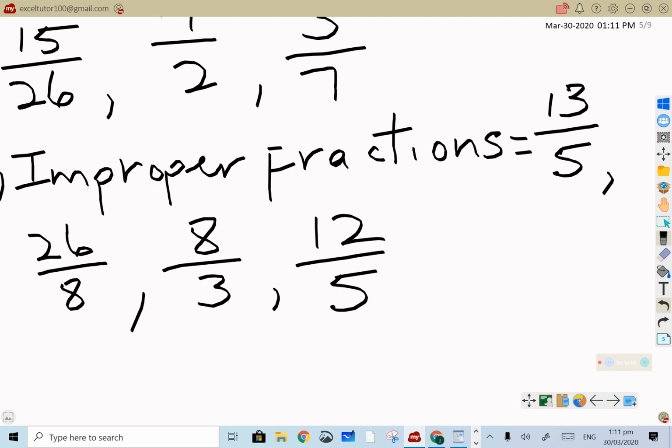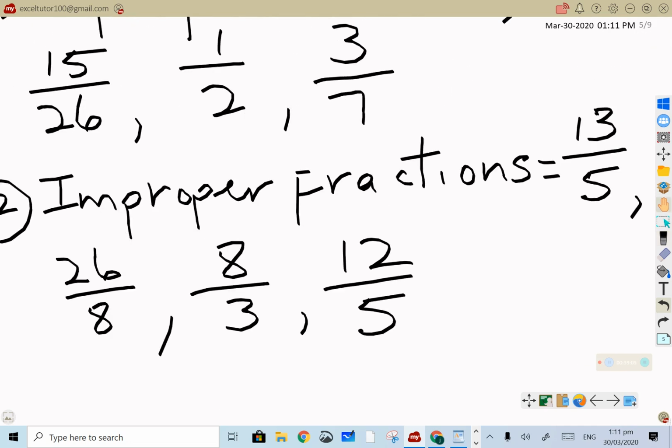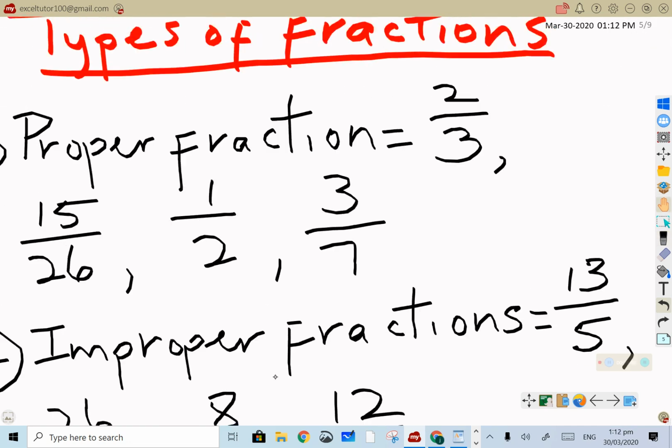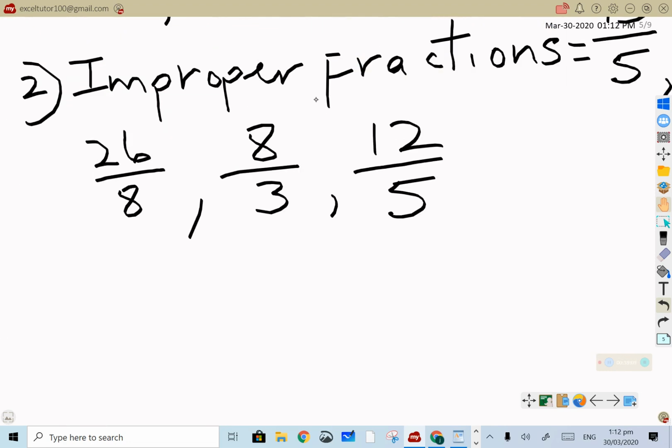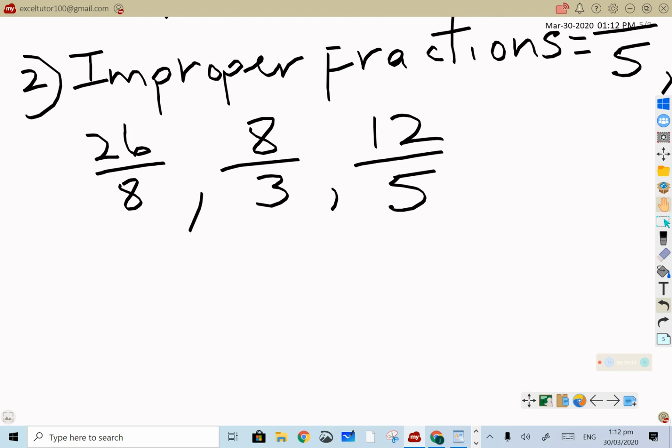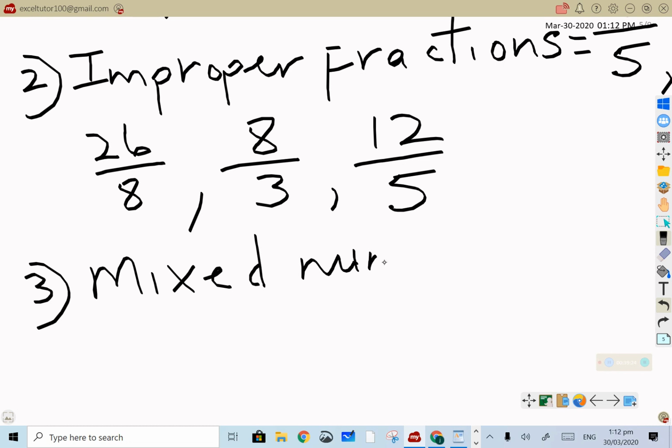Okay, and then let me just go back before we continue. We have proper fractions, we have improper fractions, and what do you think will come next? We have the mixed numbers.